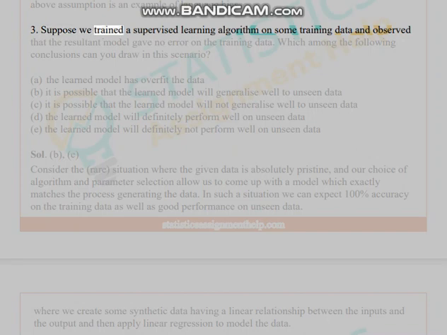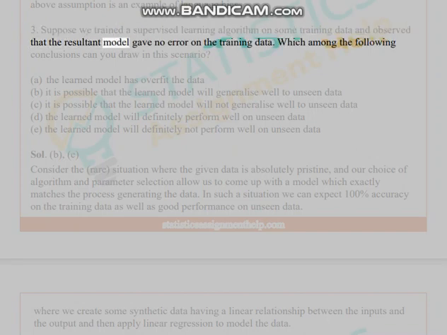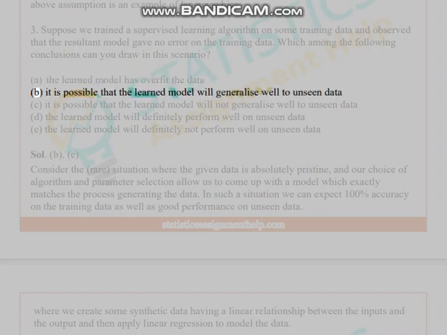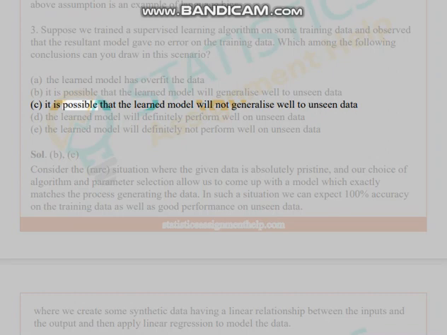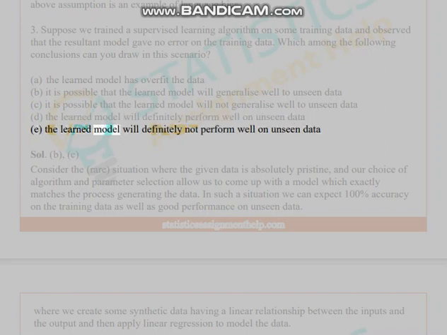3. Suppose we trained a supervised learning algorithm on some training data and observed that the resultant model gave no error on the training data. Which among the following conclusions can you draw in this scenario? A. The learned model has overfit the data. B. It is possible that the learned model will generalize well to unseen data. C. It is possible that the learned model will not generalize well to unseen data. D. The learned model will definitely perform well on unseen data. E. The learned model will definitely not perform well on unseen data.